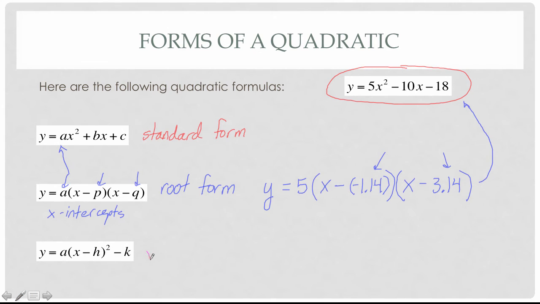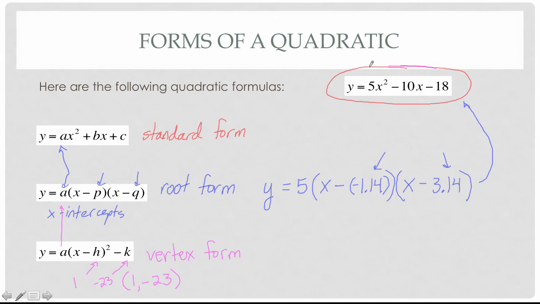So we have what's called vertex form. We calculated the vertex was x value of 1 and a y value of negative 23. We can write a whole parabola based on those values. This value h is just the x value of the vertex, which is 1. And the value k is the y value of the vertex, which we had as negative 23. And guess what? A is just still the same.